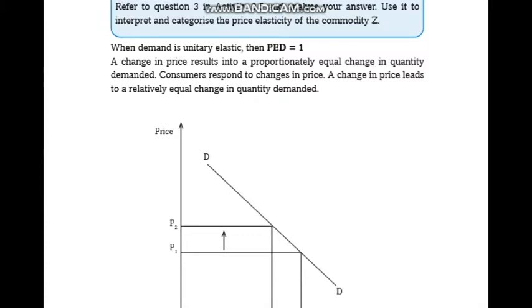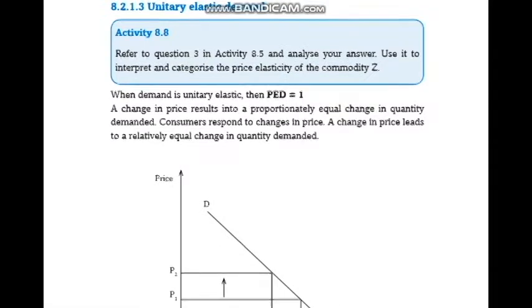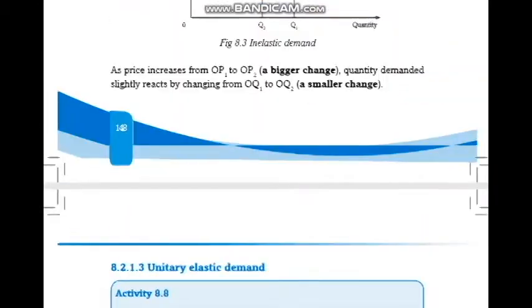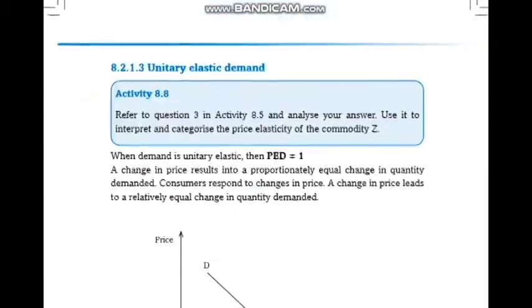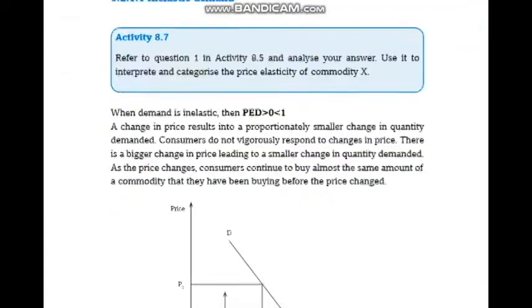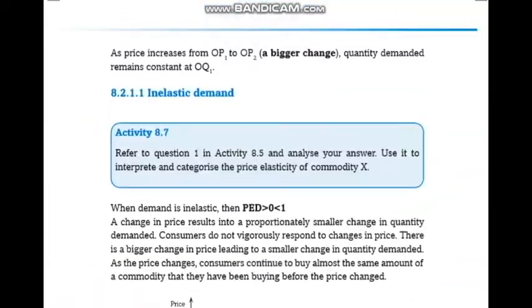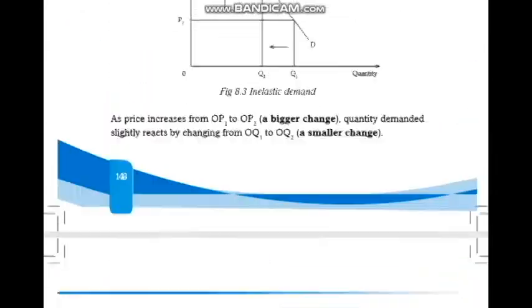When demand is unitary elastic, the price elasticity of demand is equal to 1. When you do the question and find that price elasticity of demand equals 1, that category is what we call unitary elastic. When you are asked to categorize the answer you found, then it is unitary elastic. When you find 1, it is unitary elastic; when you find 0, as we saw, it is perfectly inelastic; and when it is infinite, perfectly elastic.